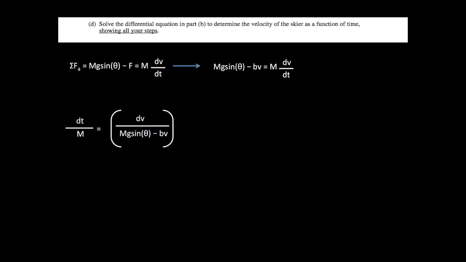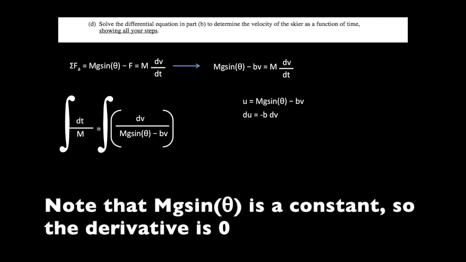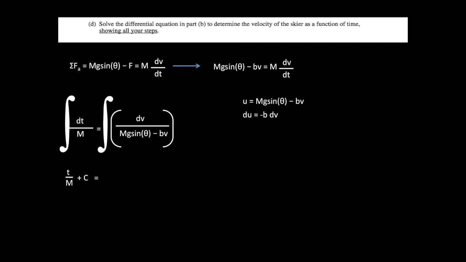Part D asks us to solve the differential equation we had found in part B. Here's the equation we had found. By rearranging the terms, we can get that the integral of dt over m is equal to the integral of dv over mg sine theta minus bv. We can then use u substitution and take mg sine theta minus bv as equal to u. Therefore, du would be equal to negative b dv. Solving the left side of the equation, we get t over m plus c, and c is a constant.